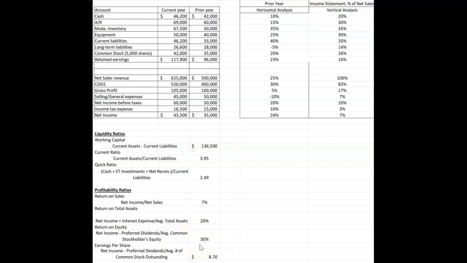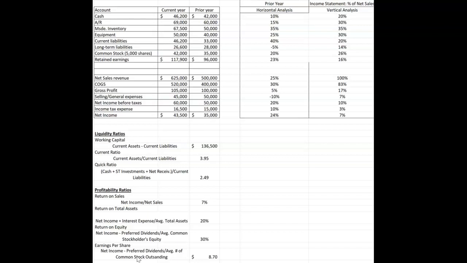That's a good return. And then the last one here that is also profitability, but it's a little bit different than the others, is earnings per share. And to get the earnings, again, we take net income minus preferred dividends. It's considered like stock. So net income minus preferred dividends, not all dividends, just preferred, divided by the average number of common stock outstanding. So that's a lot of information, but it's just a recap of what we did.